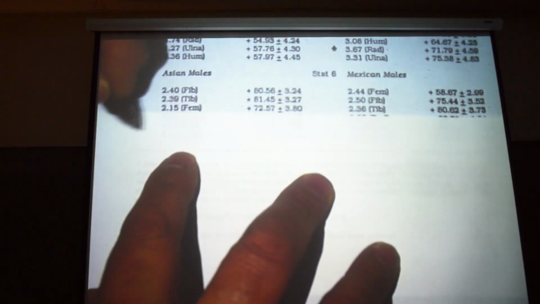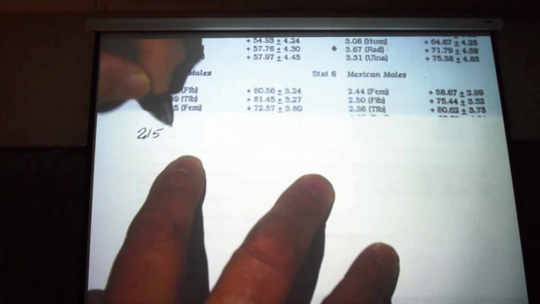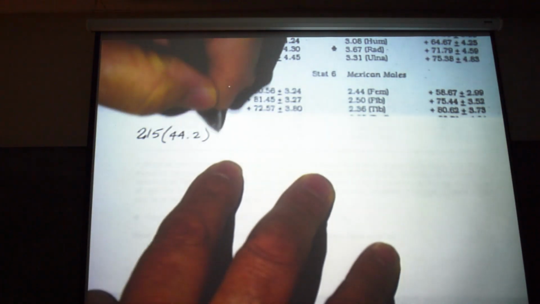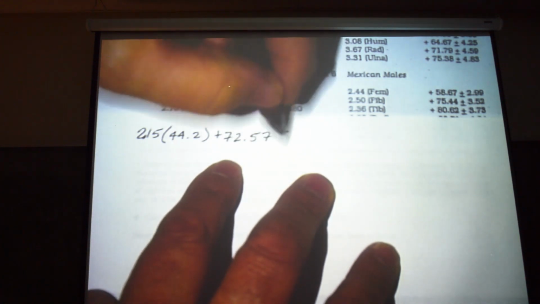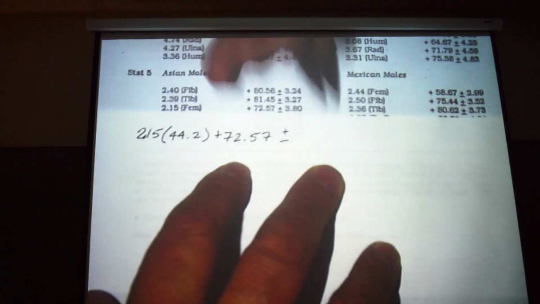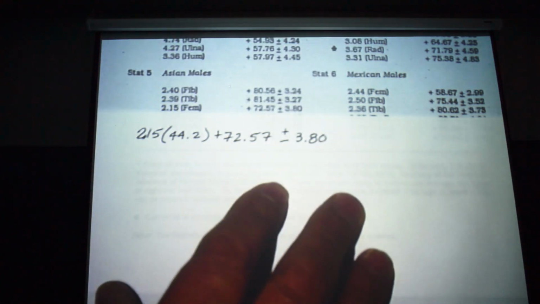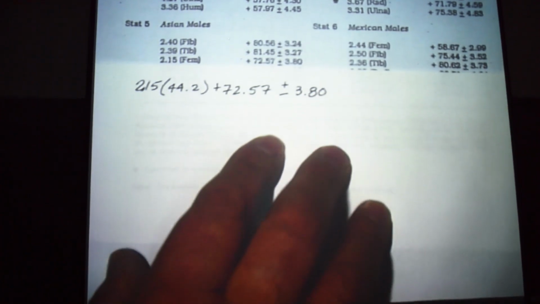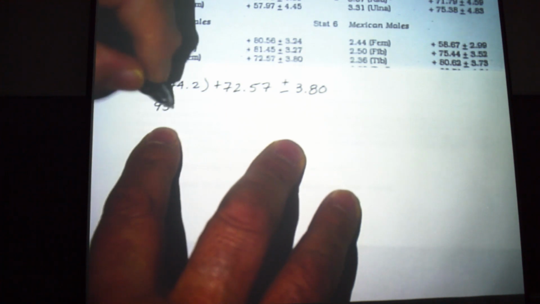So I'm going to write that down here. 2.15 times 44.2 plus 72.57 plus or minus 3.80. That's our formula. Simple, straightforward math. You're going to do what's in the parentheses first. 2.15 times 44.2 is going to give us 95.03.